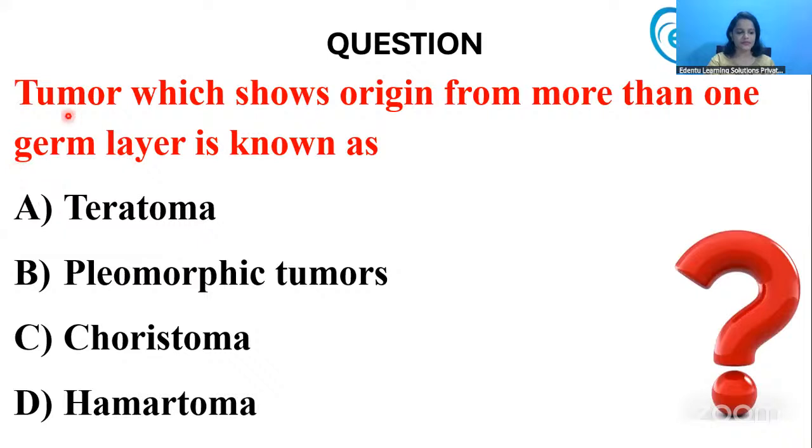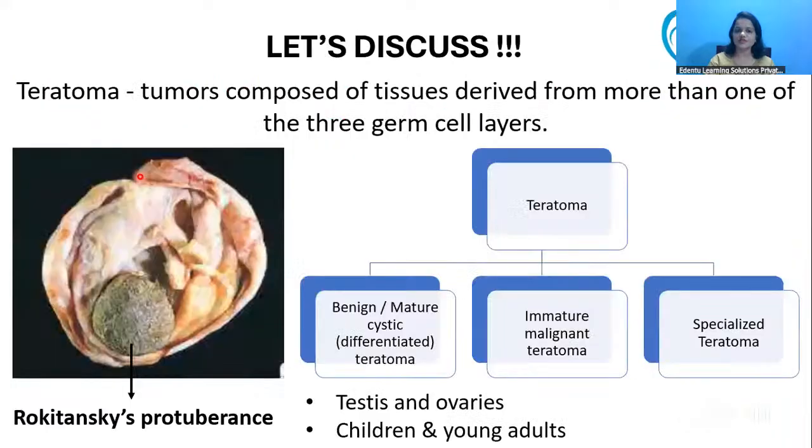Next question. The tumor which shows origin from more than one germ layer is known as what? Is it teratoma, pleomorphic tumors, choristoma or hamartoma? The tumor which shows origin from more than one germ layer is called teratoma. Teratoma is mostly a tumor of 3 germ cell layers, where the ectoderm, endoderm, and mesoderm layers are all involved. It is considered a tumor of totipotent stem cells, which have the ability to form any type of cell in the human body.